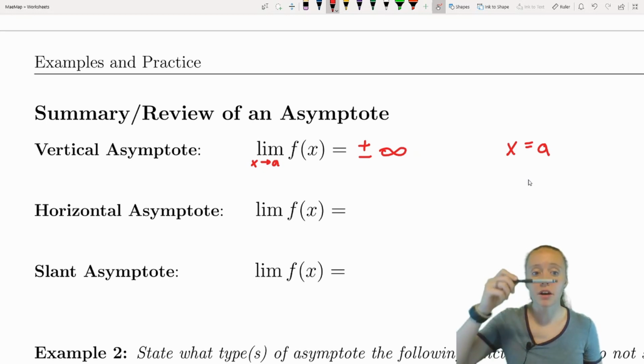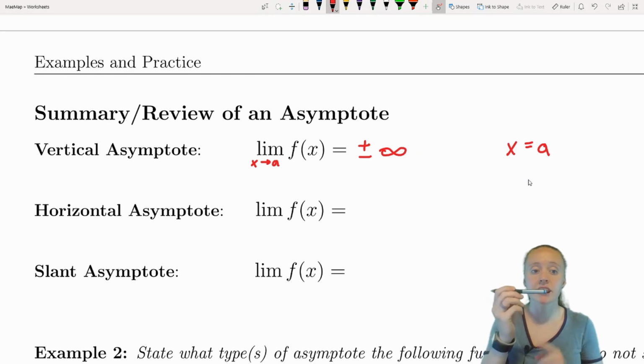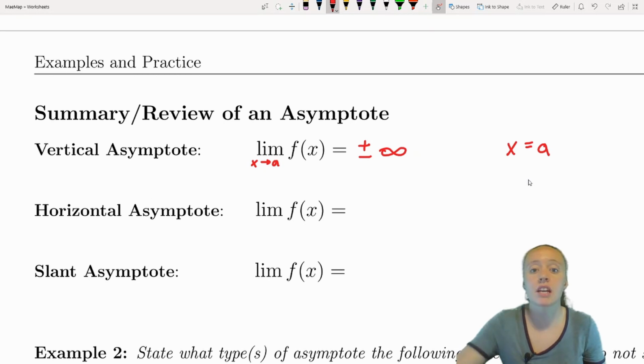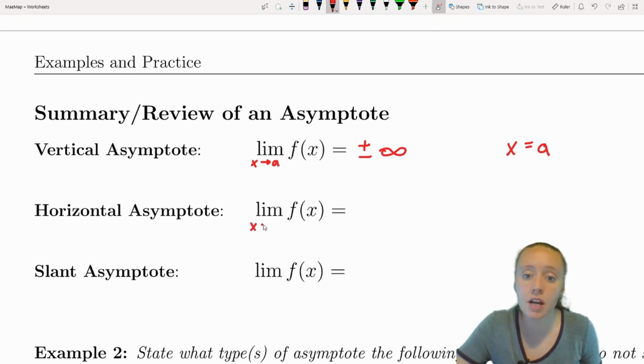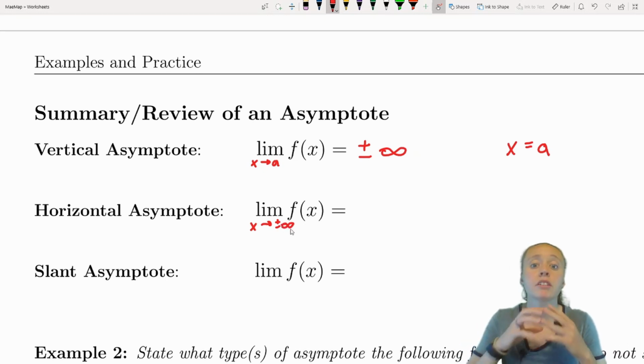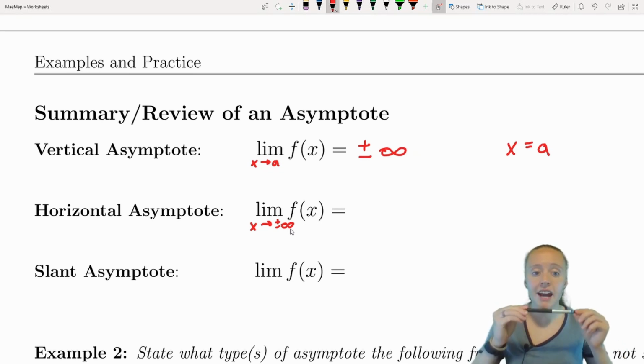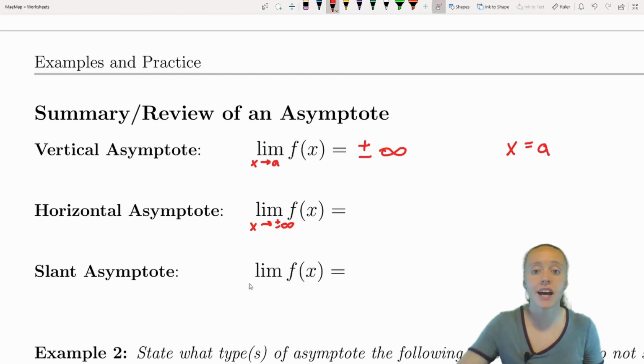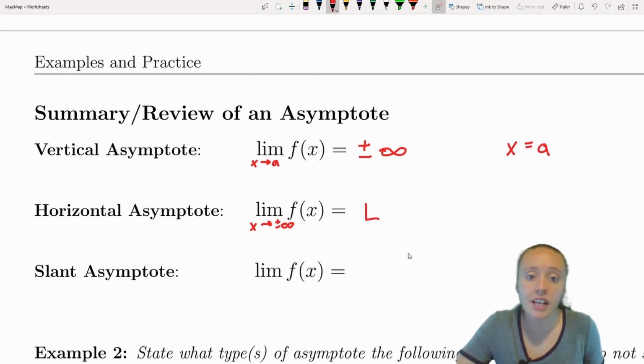Now let's talk about our horizontal asymptote. For our horizontal asymptote, we're going to take the limit of f of x as x goes towards infinity or negative infinity. So x is going to approach some infinite number, positive or negative infinity, some arbitrarily large number, either positive or negative. But we want that to equal some finite value so that we can get that horizontal asymptote. So if this equals L, well then we know our horizontal asymptote is y equals L.